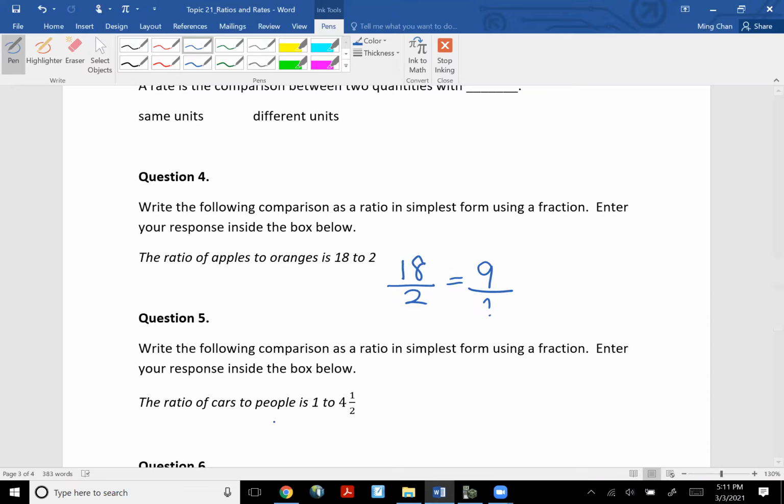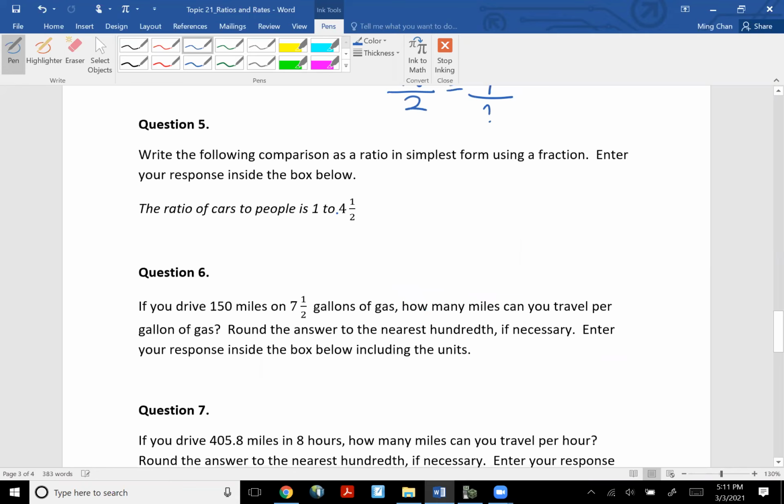Now this problem is similar to the adults and children problem. The ratio of cars to people is 1 to 4.5. In this problem, the 1 is on top and the mixed number is on the bottom. So the way you type it in a calculator is 1 divided by parenthesis, 4 plus 1 divided by 2, and close parenthesis. Let the calculator convert it into a fraction for you, and then that will be your simplified fraction.